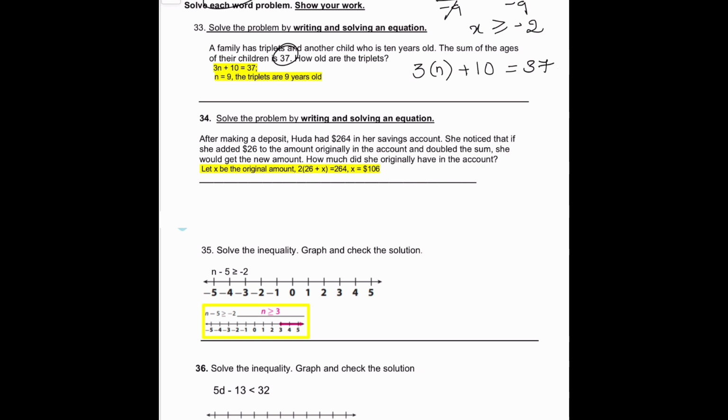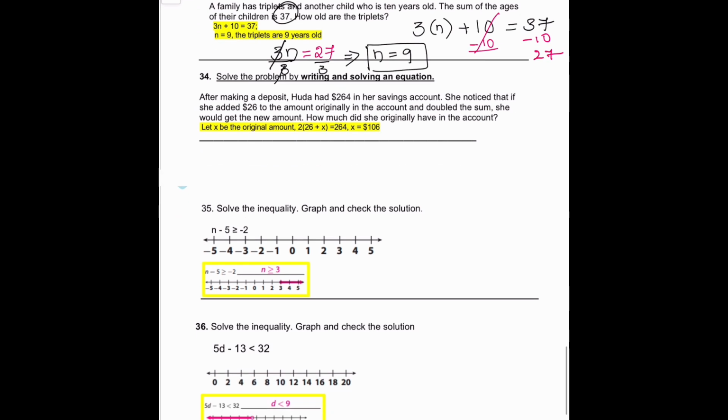You know how to solve the equation, right? Apply this in real life. So 3n, and you know that you have to subtract 10 first, which is 27. So 3n equals 27. Now you're dividing by 3 on both sides, which should give you 3 and 3 gets cancelled, n equals 27 divided by 3 is 9.